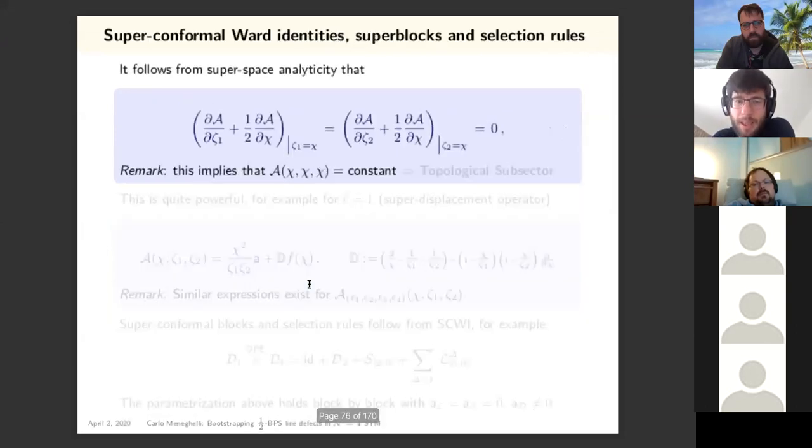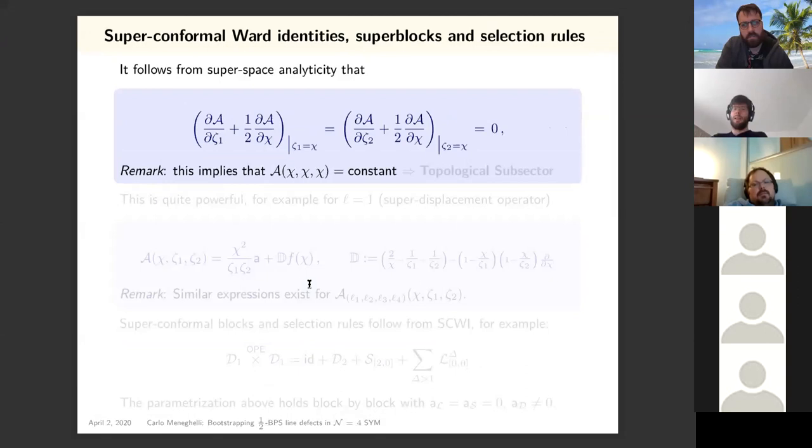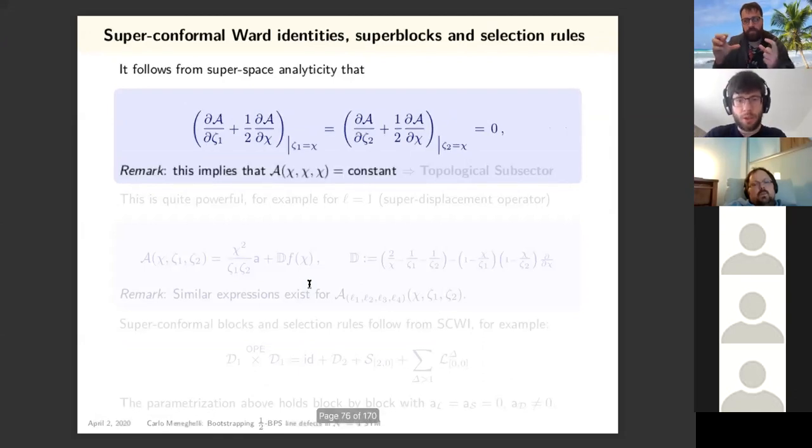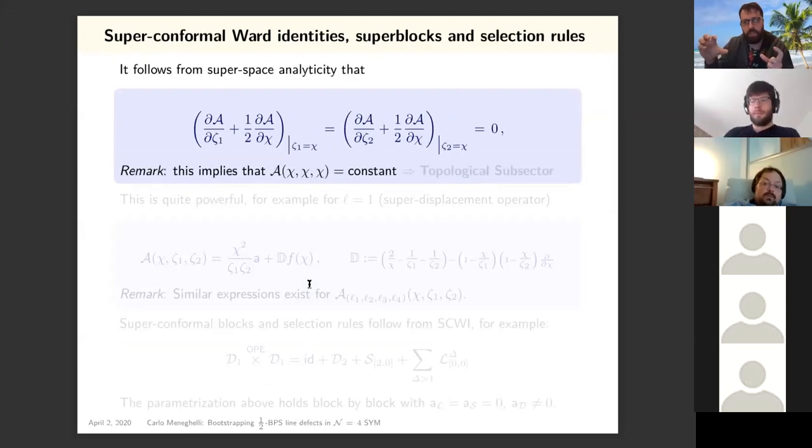So you relate four point correlators at different points in the initial language, right? You can change locations, but you also have to tune the operators. And then exactly. That's right. Yes.